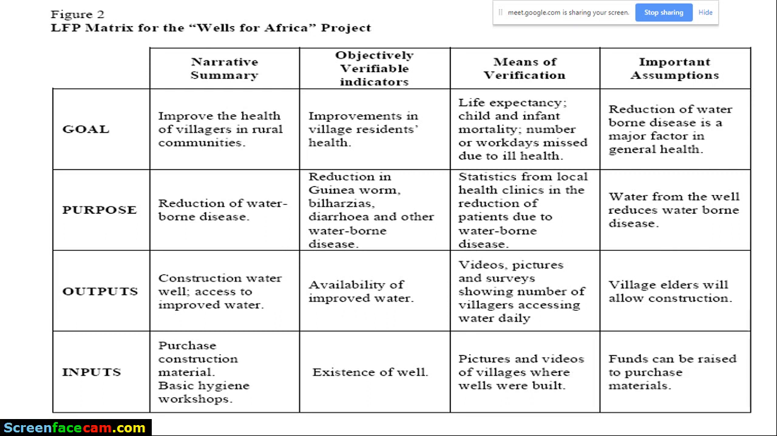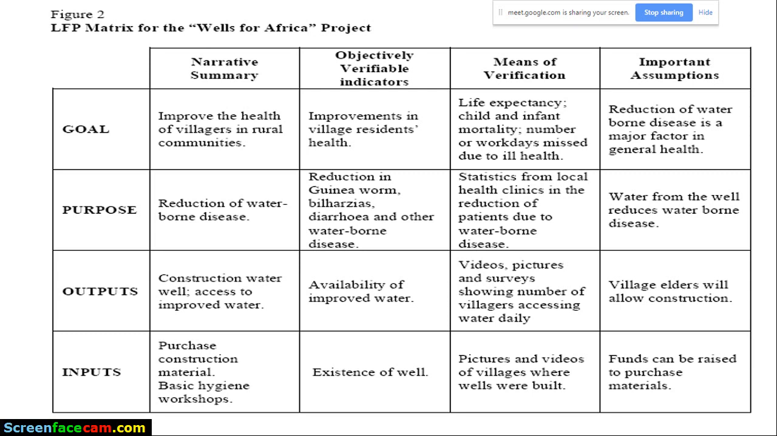Exactly. So it means if these people, the village elders, say no, what will happen to our output? There will be no construction. Exactly. You are very much right, sir. Thank you so much. So we can move on to the goal now.